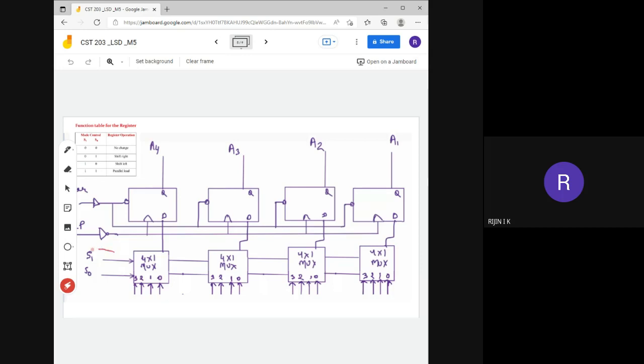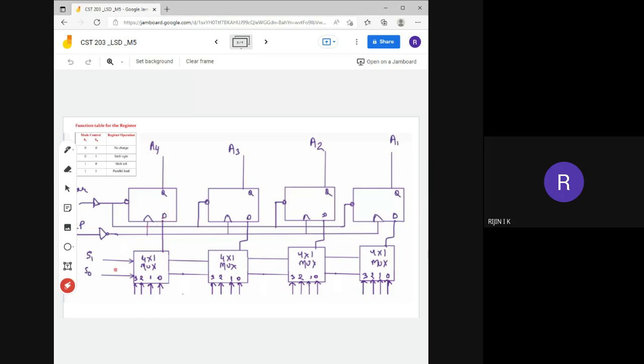Based on the value of the control lines, for a 4 by 1 multiplexer we will have 2 control lines. We already studied that. Based on the value of the control lines, it will select one of these 4 input lines, and that input line will be transferred to the output line. The output line will be given as the input for the D flip-flop.